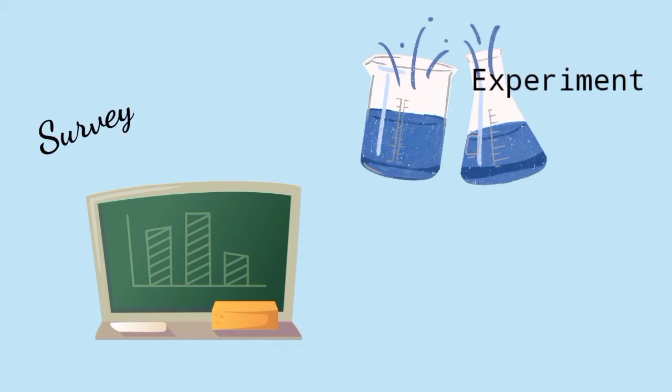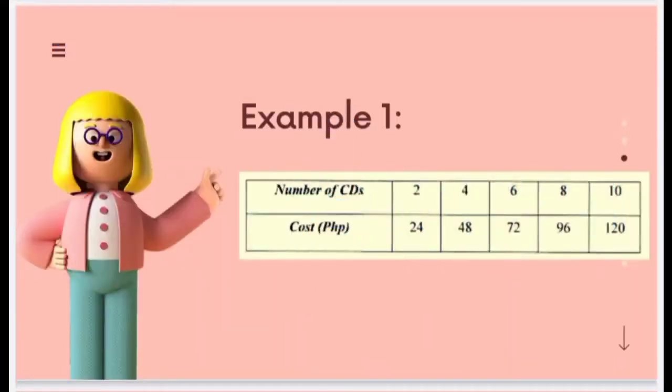To understand this one better, let's have an example. Here, we will see the number of CDs: 2, 4, 6, 8, 10 and the cost: 24, 48, 72, 96 and 120. Notice that the values under the cost are dependent on the number of CDs. The more CDs you buy, the more money it will cost you. Thus, the number of CDs is our independent variable x while the cost is our y.